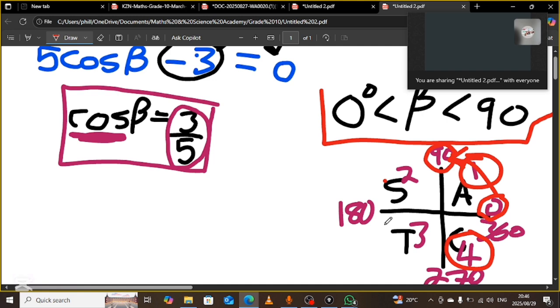Are we clear? Okay. Since we chose the first quadrant, we are going to draw a line like this, going up.